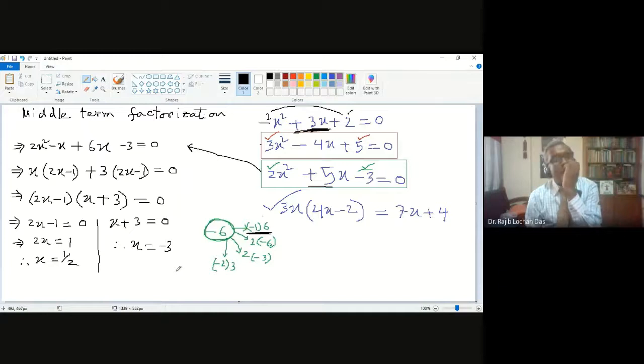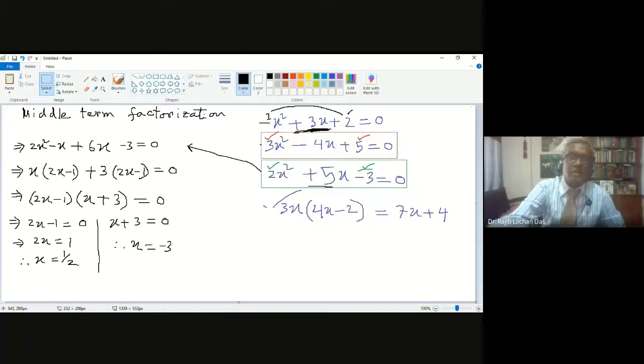So the middle term factorization method can be used now if it is 2x square plus 5x minus 3 equal to 0. But if you have 7, can you say it is not possible to solve? No, it is possible to solve. Maybe middle term factorization is not working, but it is possible to solve.